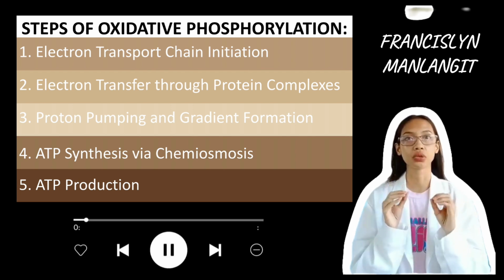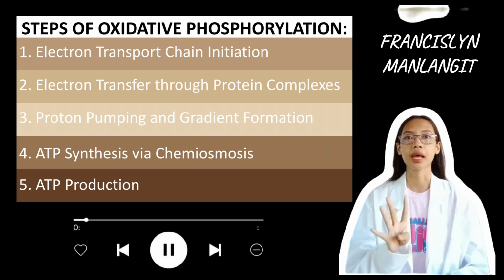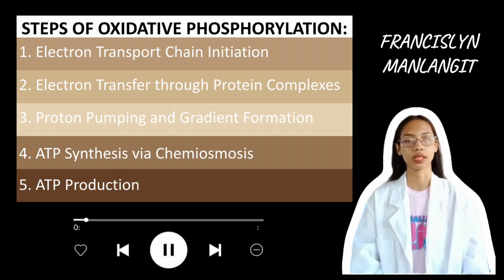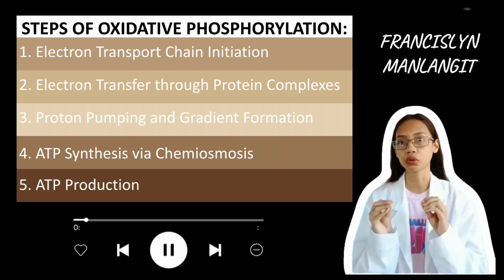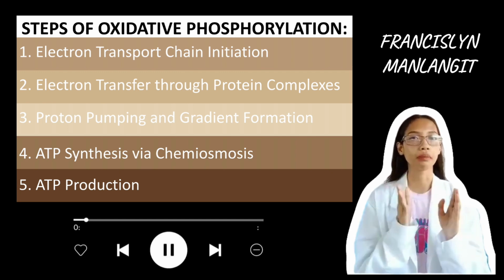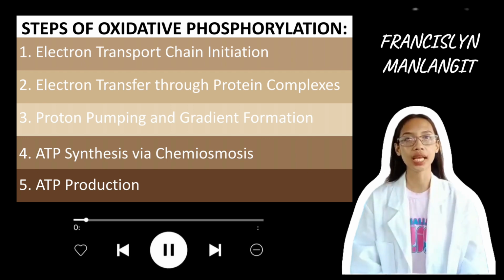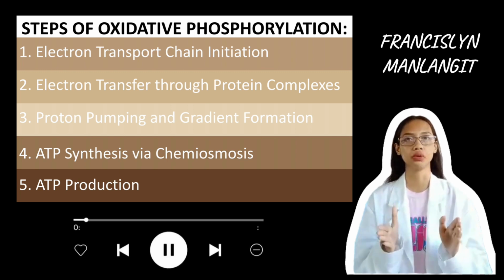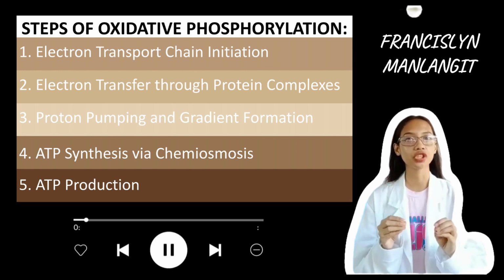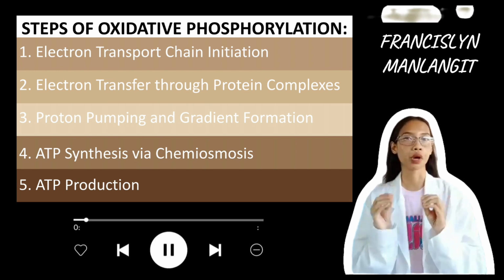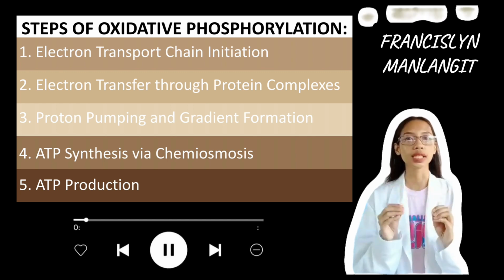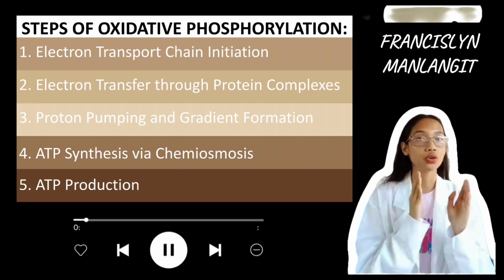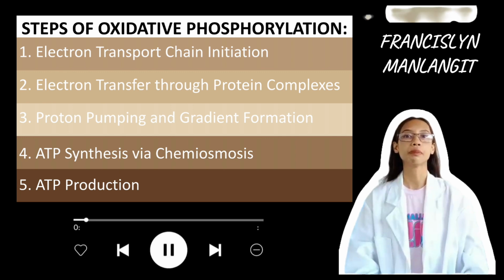The fourth step is ATP synthesis via chemiosmosis. The buildup of protons on one side of the membrane creates a potential energy difference, similar to a charged battery waiting to be used. This potential energy is harnessed through a process called chemiosmosis, where the flow of protons back across the membrane drives the synthesis of ATP by the ATP synthase enzyme.